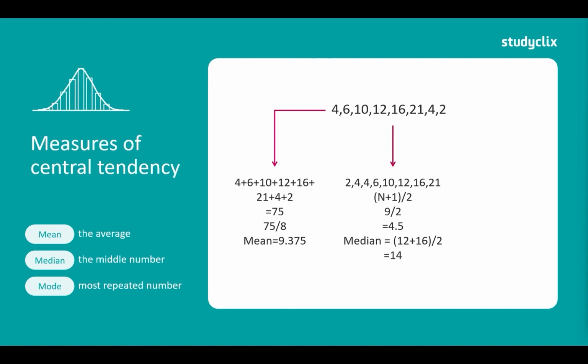Now, the mode is just the most repeated number. There is only one number in this set that we've repeated more than once. So our mode would be 4. Now, if we have a look, all these central measures are quite different. The mean is 9.375, our median is 14, and our mode is 4. It is just because we're not really working with a symmetrical number set. There is no right answer to which one is best. In this case, we'd probably go with the mean.